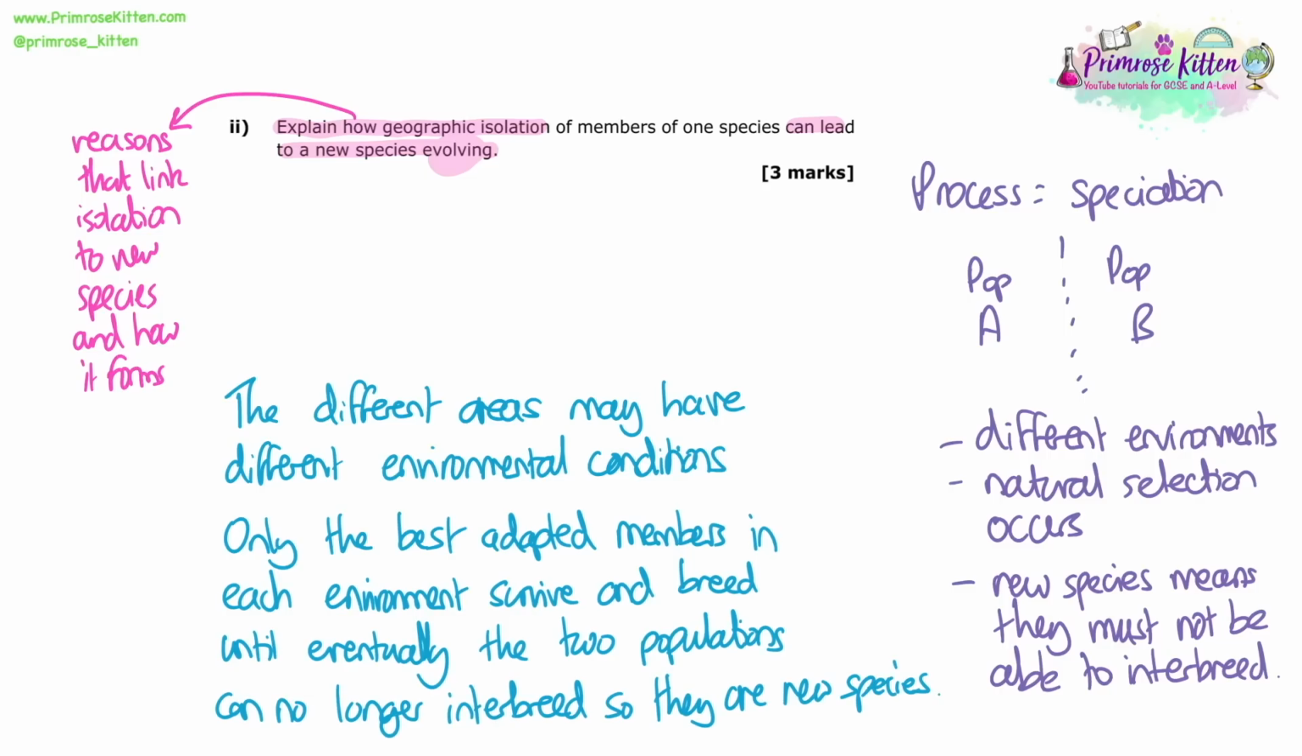And then what makes them new species is eventually the two populations can no longer interbreed, so they are new species now. Now, I've probably said more than enough for 3 marks, but this is still a decent level of detail and kind of what you need to be talking about if you're talking about speciation.